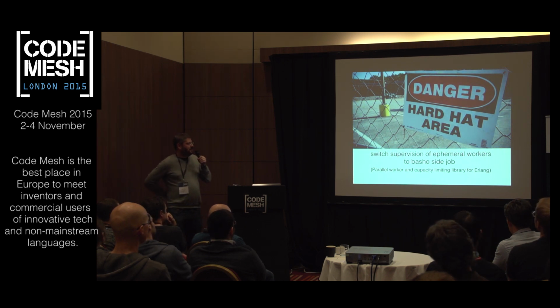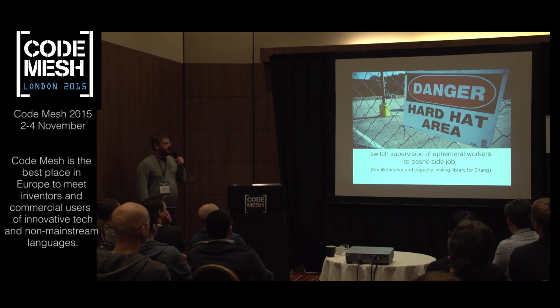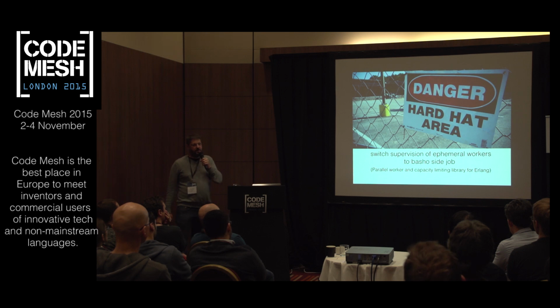Another thing that we did is, because of the issues that we found with the large number of children that were churning within a supervisor, we switched supervision away from OTP to use Basho side job instead. And that seems to be working pretty well for us. And it's quite a cool library.